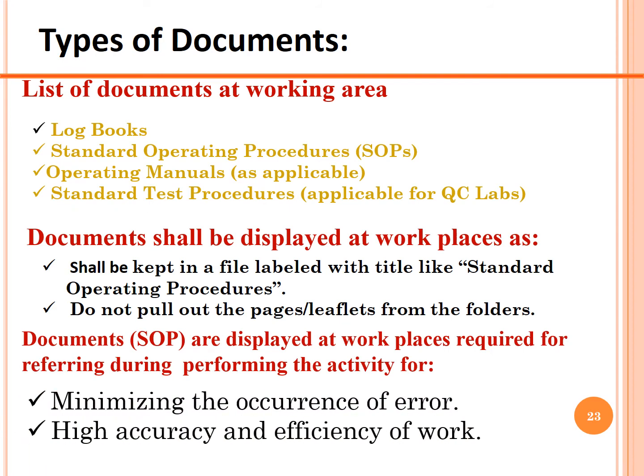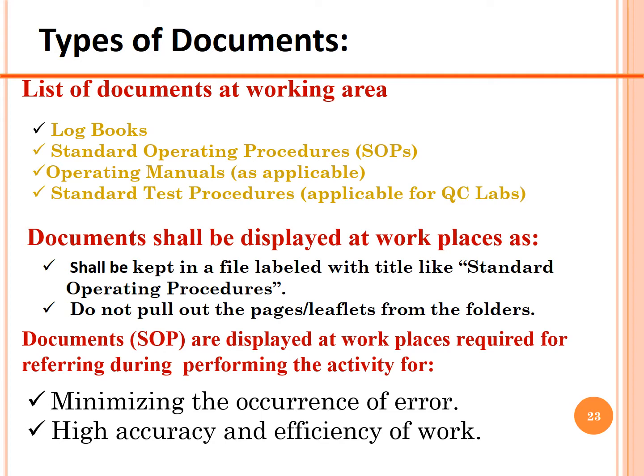Types of documents. List of documents at working area. Logbooks. Standard operating procedures, SOPs. Operating manuals, as applicable. Standard test procedures, applicable for QC labs. Documents shall be displayed at workplaces and kept in a file labeled with a title like Standard Operating Procedures. Do not pull out the pages or leaflets from the folders.